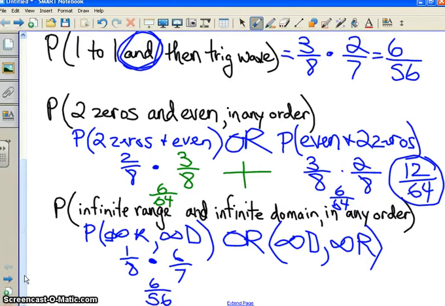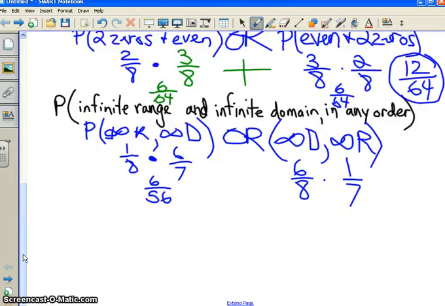And then going the opposite way, picking an infinite domain first, well, there would be 6 out of 8. And then when I keep one of those out, there's only 7 left. And there's only one that has an infinite range, our log curve. So that would be another 6 out of 56 chance. So with the or in between, 6 out of 56 plus 6 out of 56 is 12 out of 56.